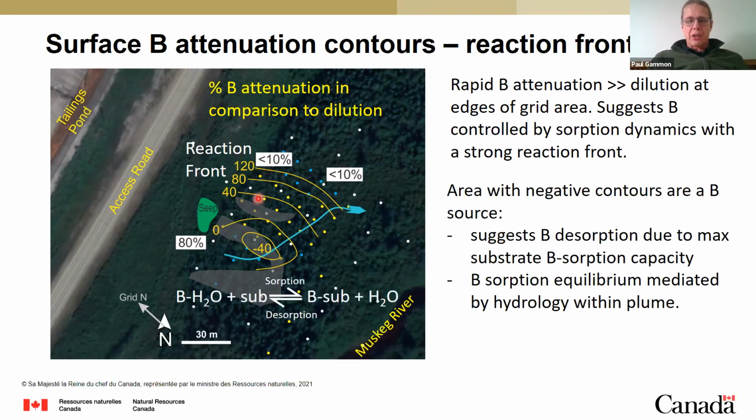What's also really interesting is that you get this zone here, which we puzzled over for quite some time, and I don't know why, because it's not that difficult, as to -40. So that means this is suggesting that you're actually getting boron desorption, and this is acting as a boron source for the water movement through this wetland.